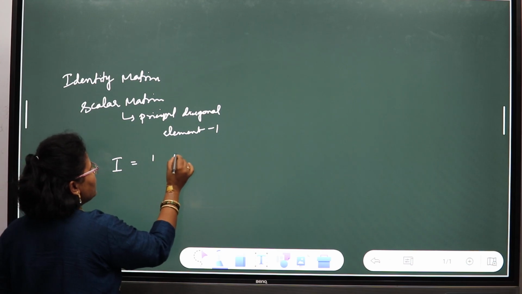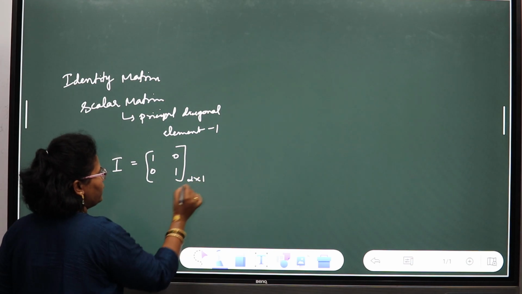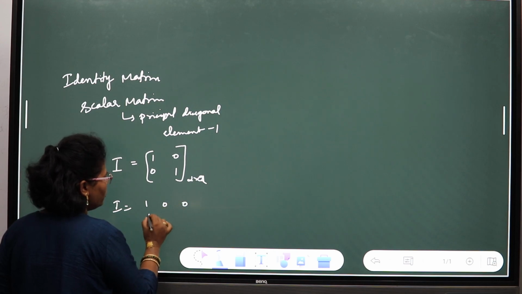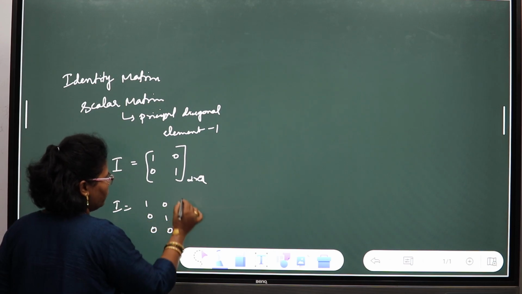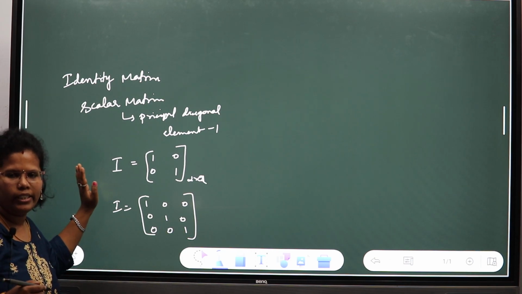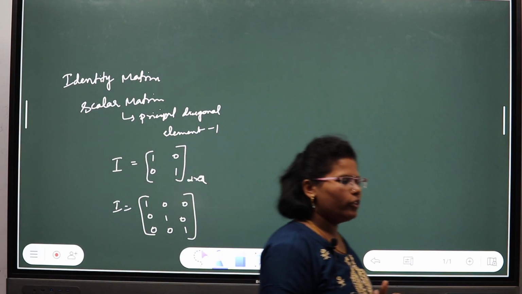So we write 1 0 0 1. This is for a 2 cross 2 matrix. And for 3 cross 3, 1 0 0, 0 1 0, 0 0 1. Okay, so these are the types that we have in the matrix. Now come to your topic, what you have here. Everything goes with the matrix.